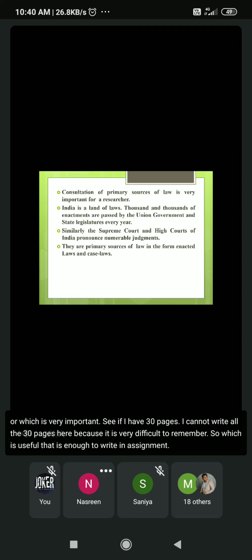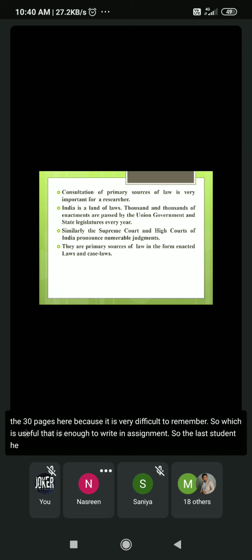So the law student should understand the primary sources of law, means the primary things which he has to understand about the law.